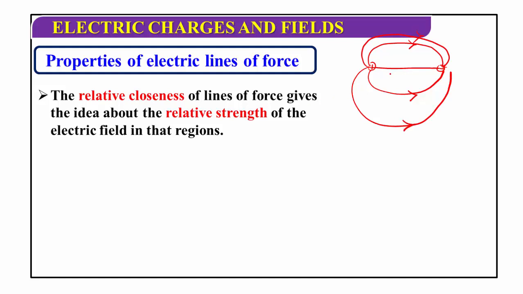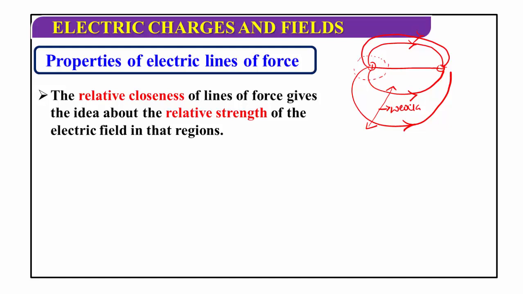Where the electric field lines are very crowded, that region is called a strong electric field region. Where the electric field lines are far apart from each other, that is called a weak electric field. Remember this point: where the electric field lines are very close to each other, that field is called a strong electric field. Where they are far away from each other, that is called a weak electric field.